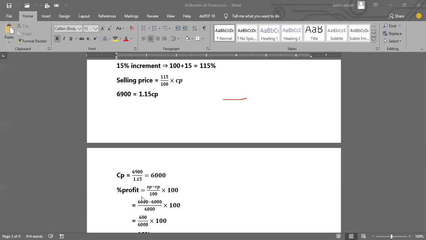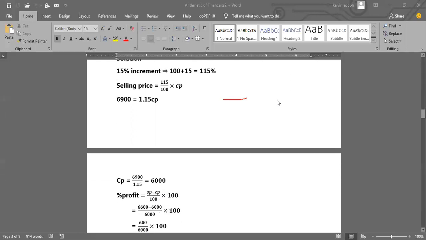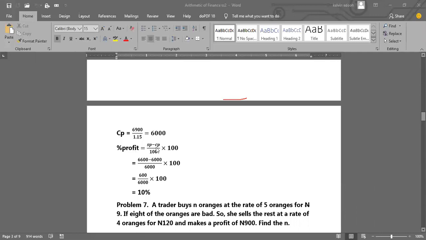So that implies that our percentage profit is SP minus CP over CP times 100. So what is the selling price? If you look at the second question, they say we should calculate the percentage profit if you sold this house for 6,600. That is the selling price, so what would be the percentage profit? You know that percentage profit is selling price minus CP. So what is the selling price? 6,600, and what is the cost price? 6,000. So you solve that, the percentage profit is what?